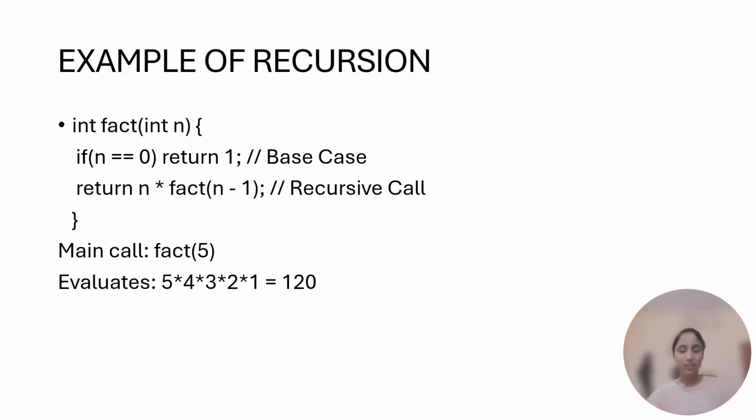In this slide, you can see a clear example of recursion. In fact, if n equals 0, return 1. This is the base case. Return n times fact(n minus 1) is the recursive call. In the main function, fact(5) evaluates like 5 times 4 times 3 times 2 times 1. It breaks into smaller pieces and multiplies. The final result is the multiplication.